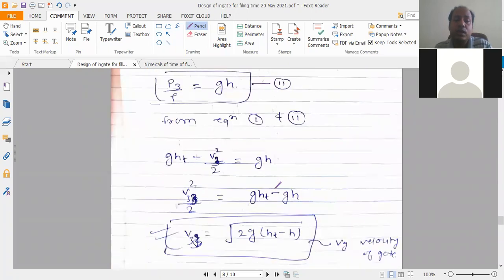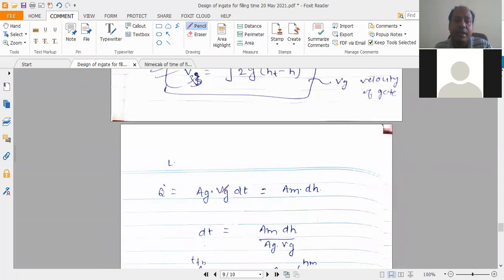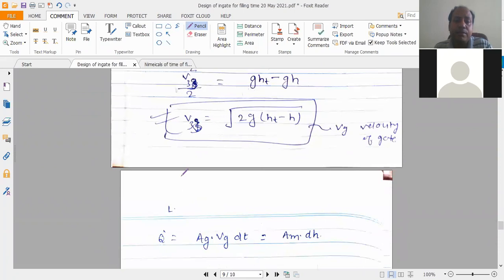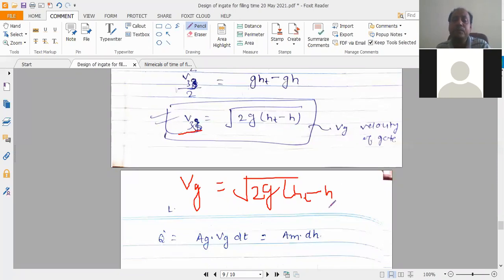Now if we calculate vg, the velocity at point 3, it is also called the velocity of the gate, and it will be root under 2g into (ht minus h). The total height is constant, and this h is the differential height, which increases.